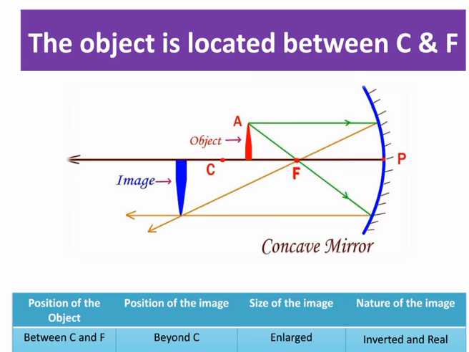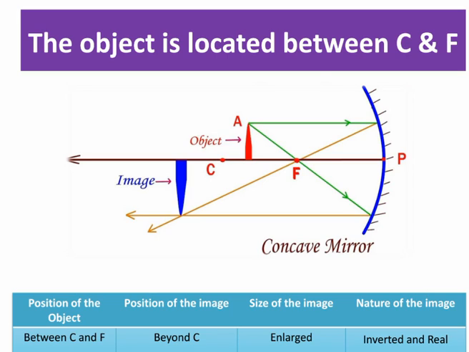Concave mirror. The object is located between C and F. You can see the image in the diagram. When the object is located in front of the center of curvature, the image will be located beyond the center of curvature, regardless of exactly where the object is located between C and F. The image will be located somewhere beyond the center of curvature. You can see the image in the ray diagram.